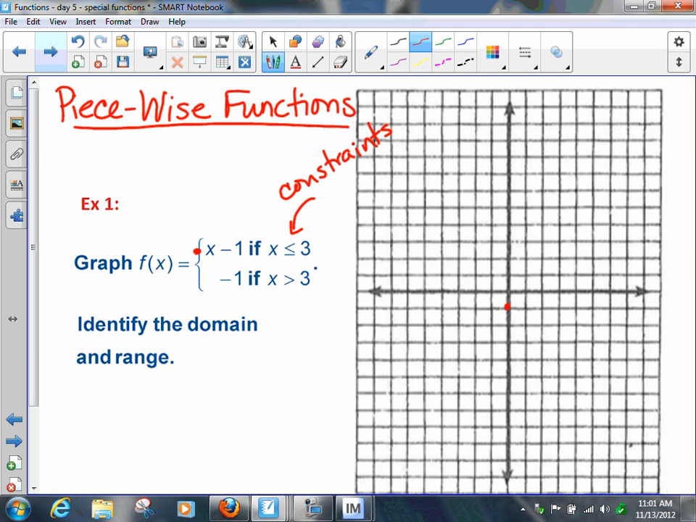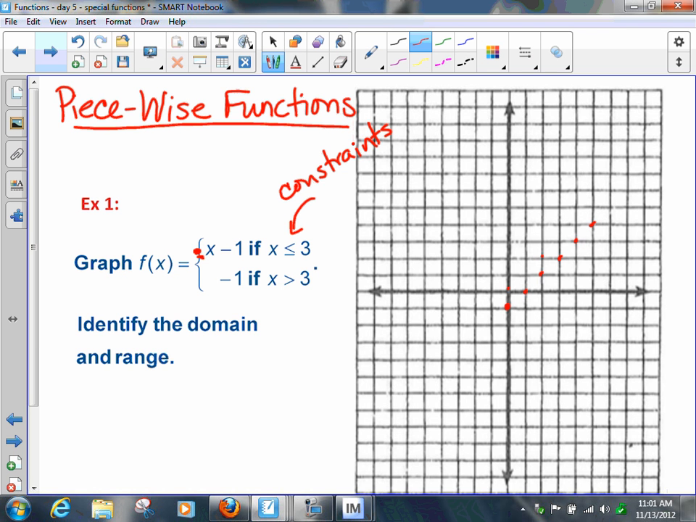So I'm going to go down here and plot my y-intercept. And from that y-intercept, I'm going to plot my rise over run. What is my slope, or my rise over run, for that first equation? What's my slope? 1 over 1. So from my y-intercept, I'm going to go up 1, right 1, up 1, right 1, up 1, right 1, and I'm just going to keep stepping this thing off just for a second.